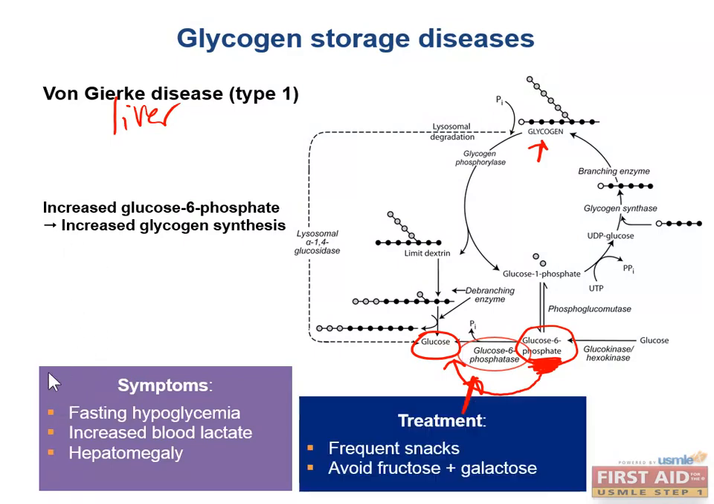Now, the treatment is going to include frequent snacks of glucose-containing foods to ward off the hypoglycemic states, since the glycogen can't be broken down by the liver to compensate for the low blood sugar levels. Also, affected patients should avoid fructose and galactose.